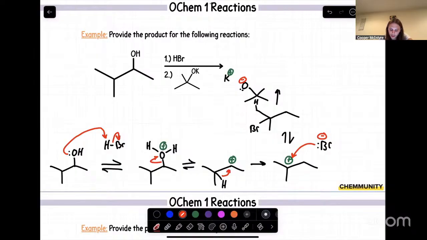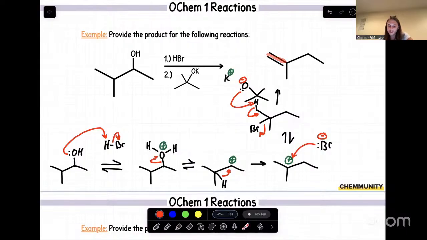So we'll have our electrons steal this hydrogen, fall back on down to form our alkene. And as that's forming our alkene, it'll fall back onto bromine, kicking it out. And then in terms of our final product, we have something that looks like this. Draw everything out. And we have that Hofmann alkene, which is less substituted, since it's between these two carbons as opposed to these two carbons.